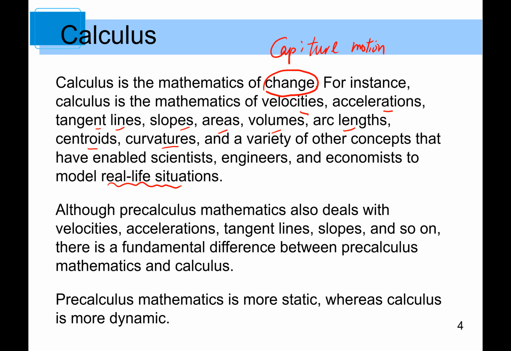However, precalculus is a prep course, as I mentioned earlier, that deals with velocity, acceleration, tangent line, slope, and so on. But there's a fundamental difference between precalculus and calculus. Precalculus is more static, and calculus is more dynamic. So that's the fundamental difference between precalculus and calculus.